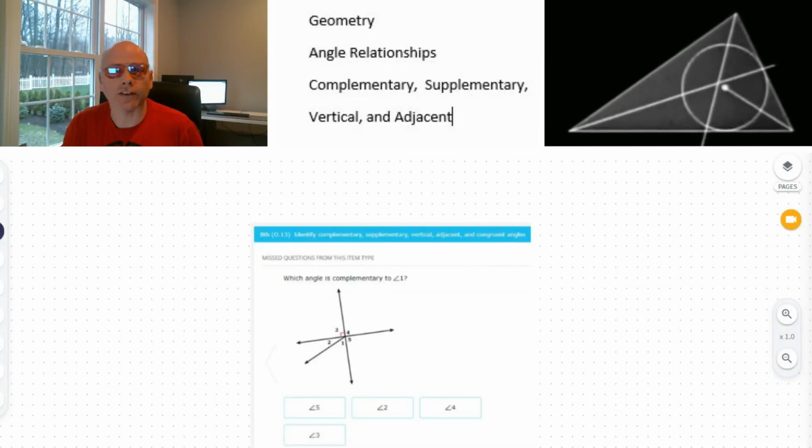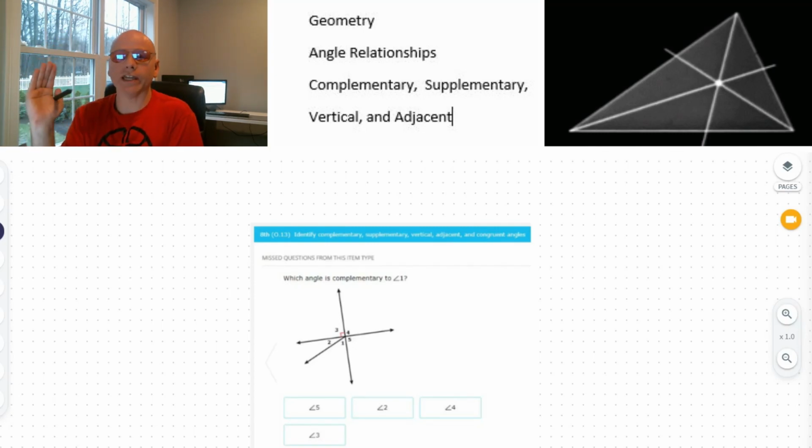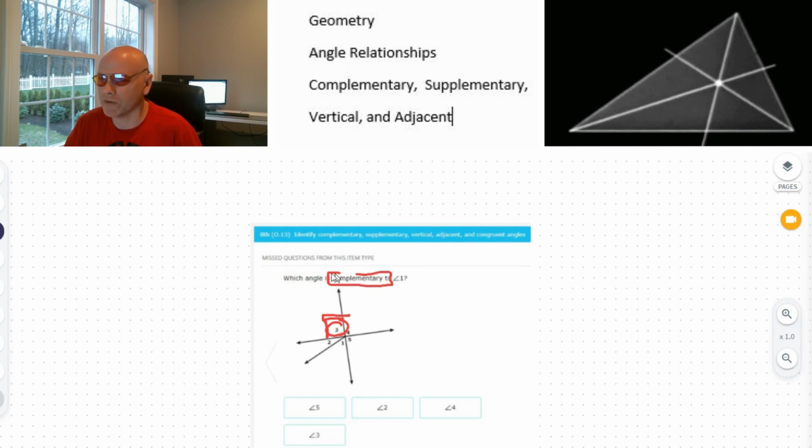Alright guys, let's take a look at this example on complementary angles. Complementary angles, of course, are two angles that add up to 90, which means they form a 90-degree angle or a right angle, okay? So if we look at this picture here, we see they've identified a right angle right here, right? Angle 3, that's a right angle. So that's not what they're asking. They want complementary specifically to angle 1. Where's angle 1? Right here.